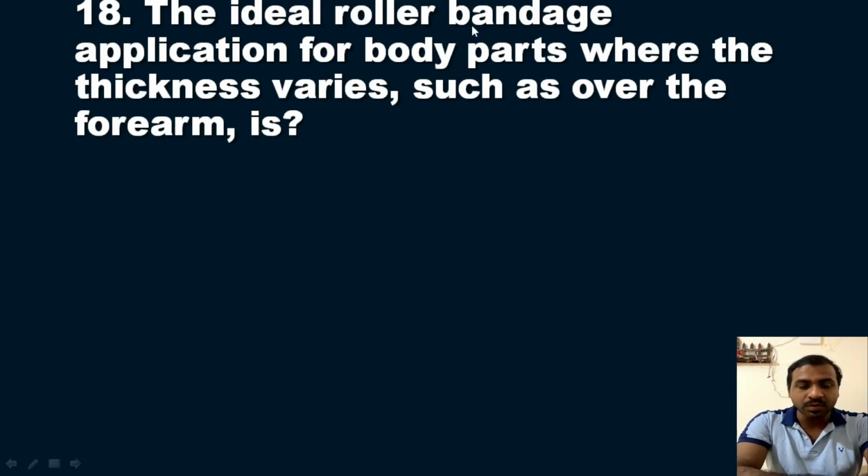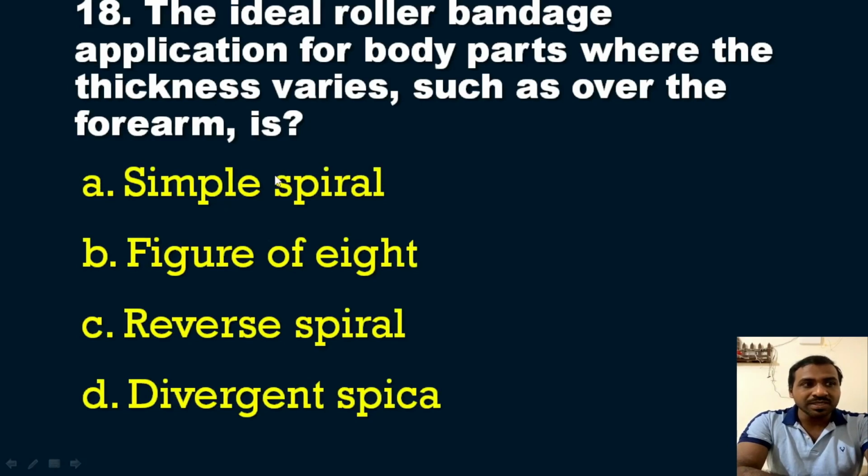The options are: the first one is simple spiral, the second option is figure of 8, the third option is reverse spiral, and the final option is divergent spica. So what is the answer? Simple spiral, figure of 8, reverse spiral, divergent spica. The question is regarding the part where the thickness is varying, which bandage application is more suitable. So here the answer is reverse spiral.